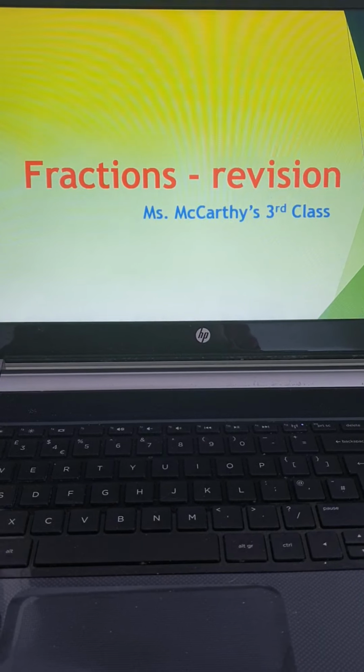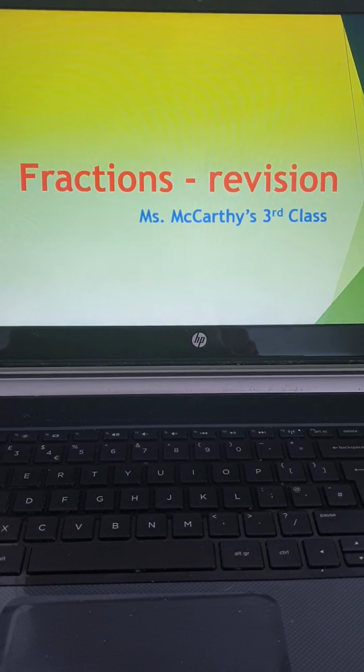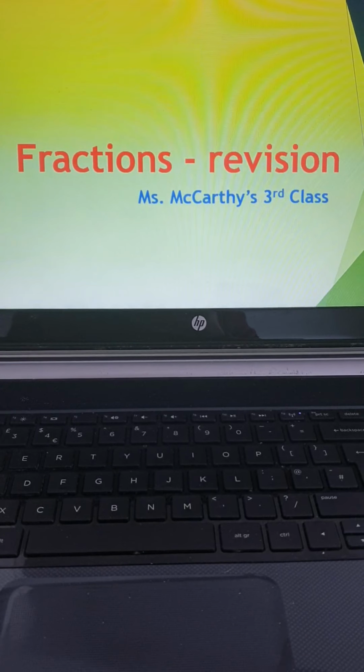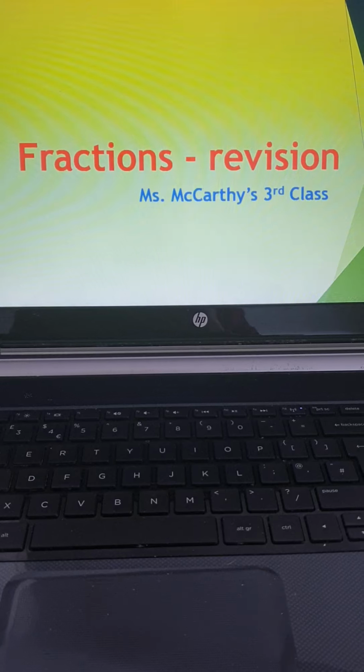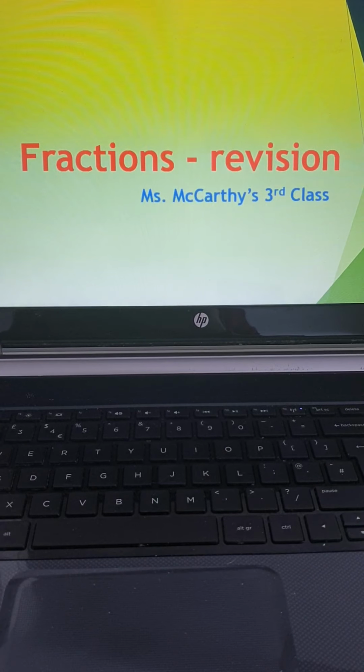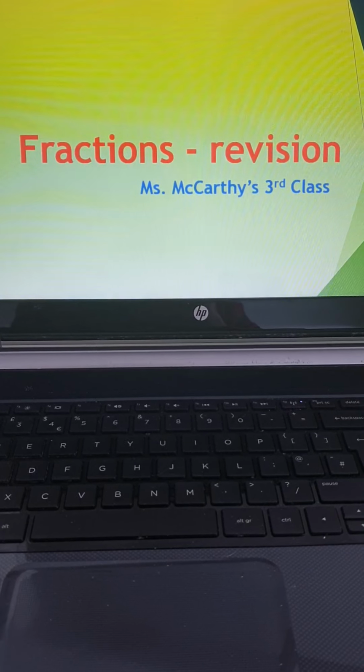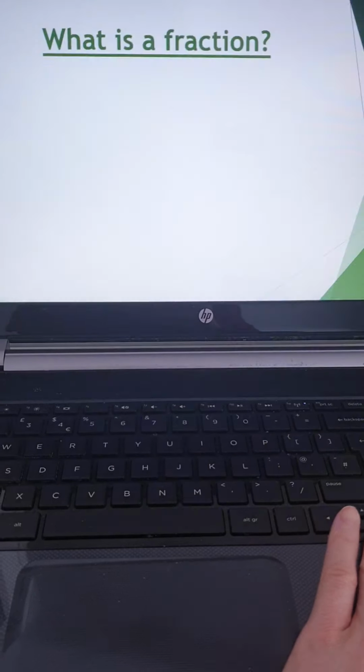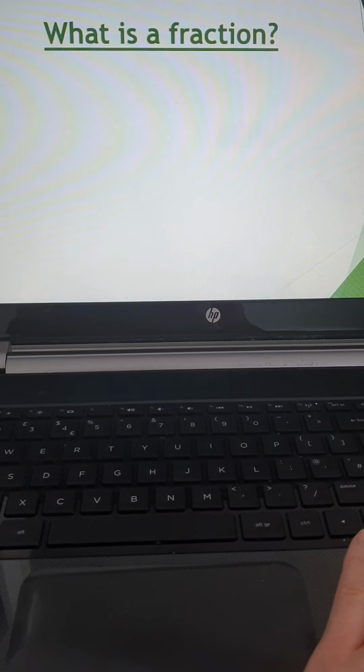Okay, so just before we left school, we had just about finished fractions, okay? But I want to do a little bit of revision before we move on to decimals. So that's what we're going to do today. We're going to do a little bit of revision on fractions, all right? So what is a fraction?